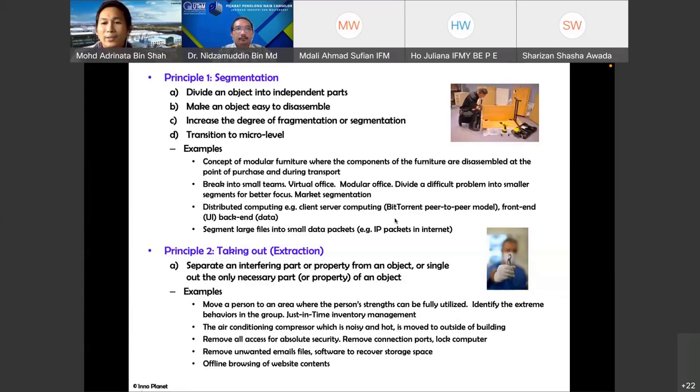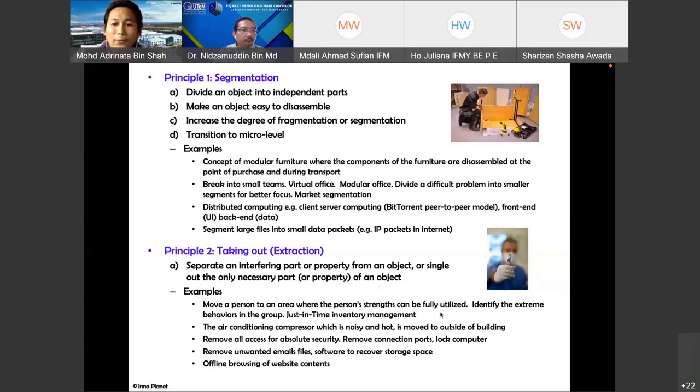Number 2, taking out. The inventive principle is taking out. So what is it all about? To separate an interfering part or property from an object. So take out. Single out the only necessary part of an object. So the example is move a person to an area where the person's strength can be fully utilized. So take out that person because he is so good, to go to the next level.